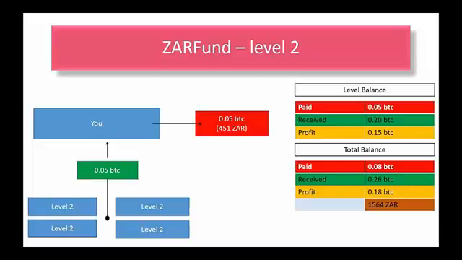Altogether, from level 1 to level 2, you've paid a total of 0.8. You've received a total from the 2 people on level 1 and the 4 people on level 2, 0.26 Bitcoins. You minus that from each other, you're sitting on a profit of 0.18 Bitcoins. So in South African rands now, you've got a positive balance of 1,564 rands.